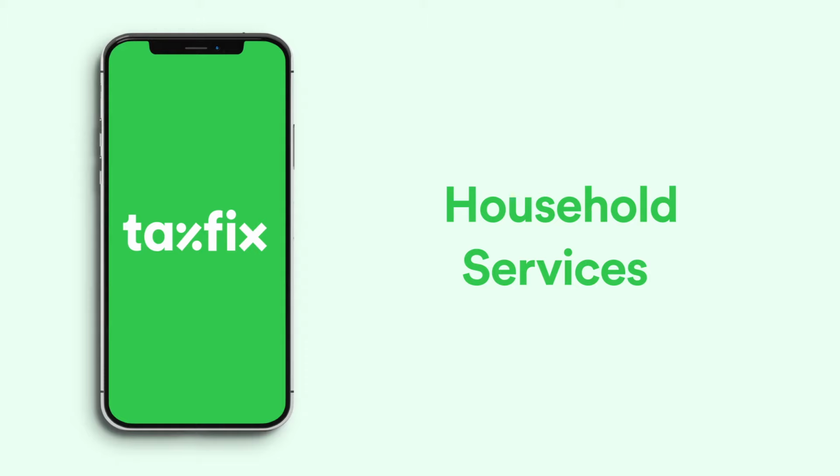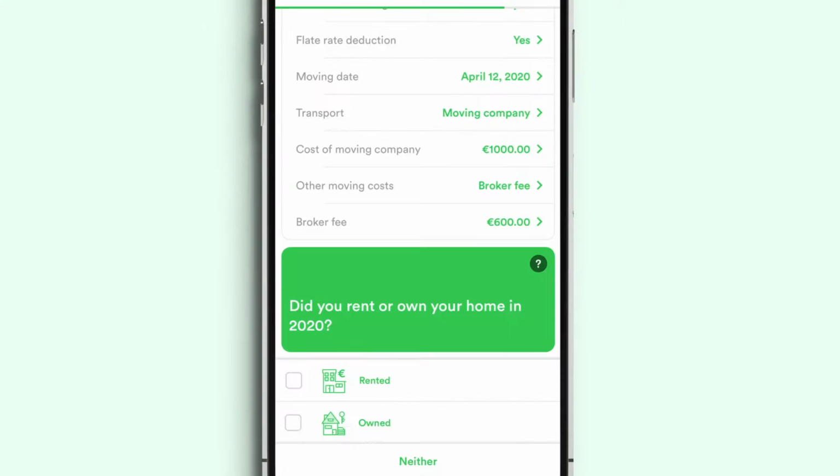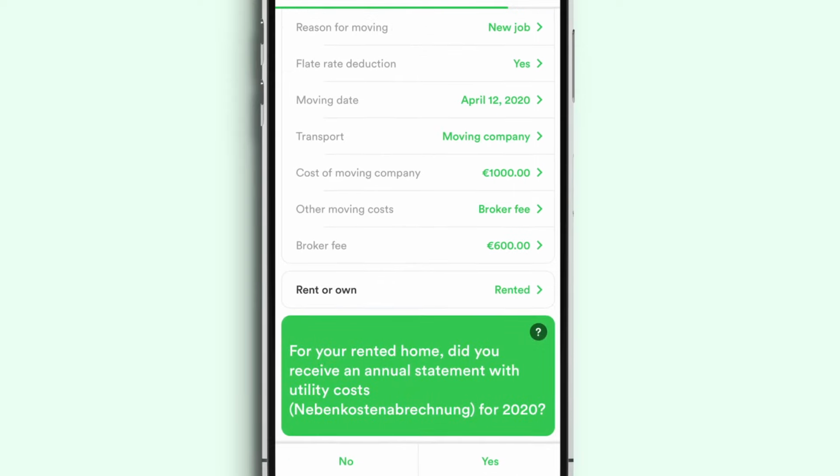In today's video, we're going to talk about how you can enter the costs for household services in the app. In the first question, you indicate whether you lived in a condo or your own house, or rather in a rented apartment during the tax year. In the next step, you can specify whether you want to enter one or more service charge statements into the app. In our example, we assume that you have only one utility bill.